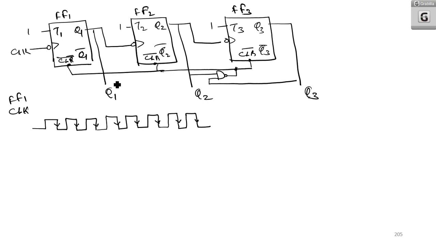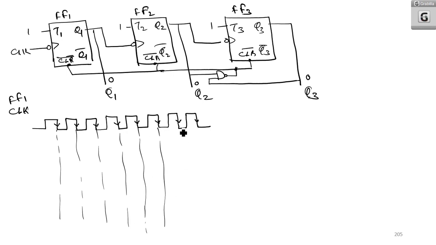Negative edge triggered means I am going for these negative edge triggered edges. Initially my Q1, Q2 and Q3 I am taking as 0. Now I should start from Q1 only, then I should go to Q2, then I should go to Q3. So I am having here 1, 2, 3, 4, 5, 6, and 7. Q1, Q2, Q3 are all initially equal to 0.